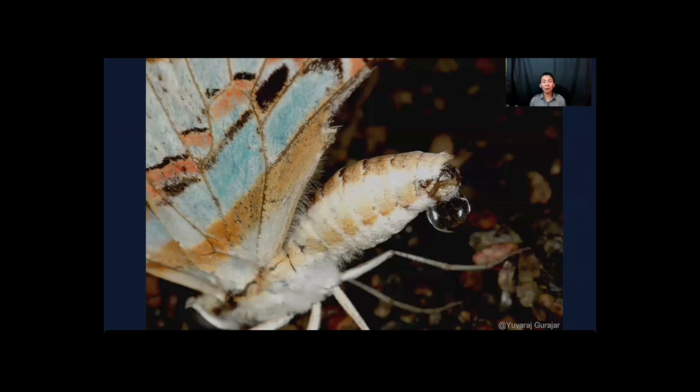If you look at a mud-puddling butterfly closely for some time, you will see that every now and again it excretes all the extra water that it has taken in with the nutrients. So it keeps the nutrients and lets go of the extra water through these droplets.